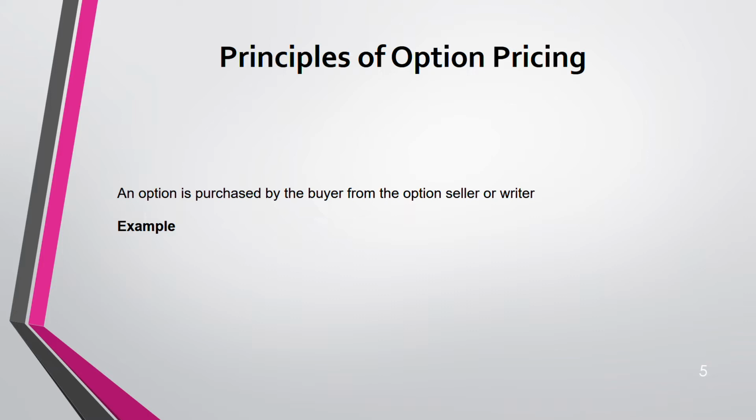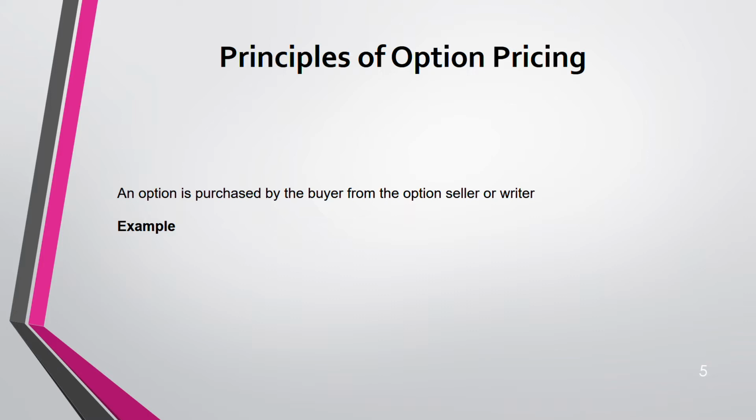Just to make things easier and simpler for the purpose of the exam, they are giving you this. The only model is the Black-Scholes option pricing model, whatever the option is, American style or European style, call or put. Okay. An option is purchased by the buyer from the option seller or writer. Remember, you buy this option from the one who is selling that option, who is known as the option seller or option writer.